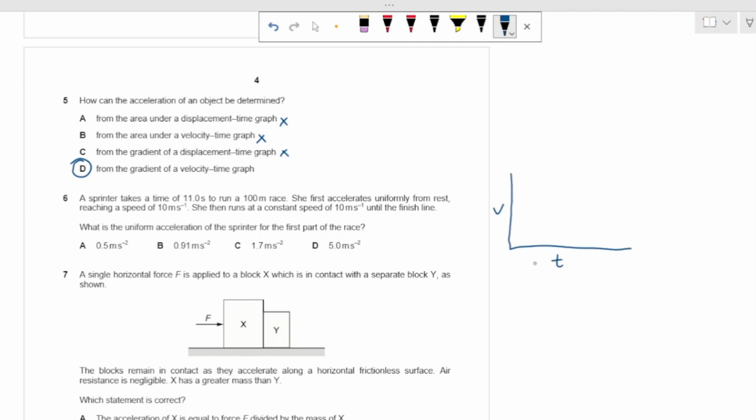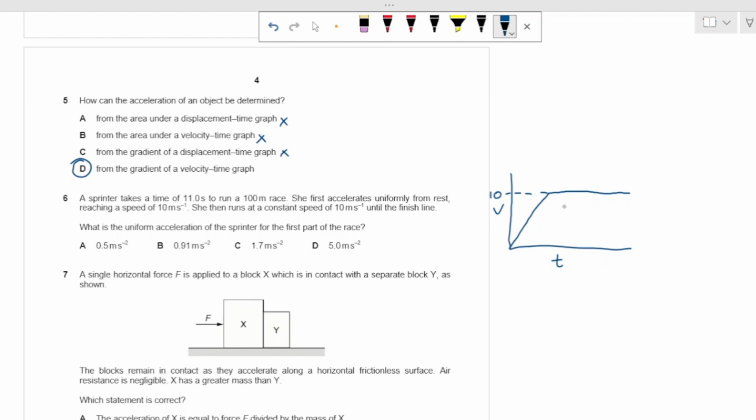Velocity time graph. The sprinter takes a time of 11 seconds to run a 100-meter race. She first accelerates uniformly from rest. Uniformly from rest means that the gradient line will be straight, reaching a speed of 10 meters per second. So this would be 10. And then she runs at a constant speed until the finish line. So it's a constant speed.